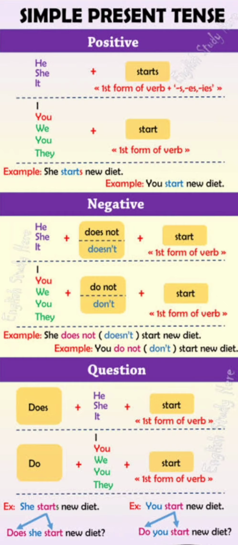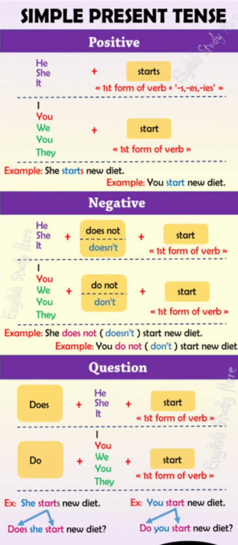If you see the positive statement, we will add s, es and ies to the verbs. For he, she and it, that is third person singular, we will add s, ies or es to the verb at the end of the word. For I, you, we and they, that is first person singular and plural, second person singular and plural, and third person plural, we will use the base form of the verb for the simple present tense. We will not add any s or es or ies to the verb.